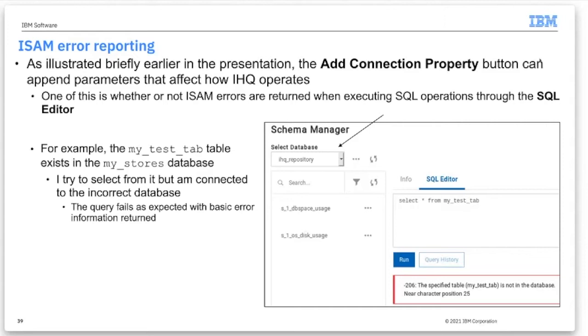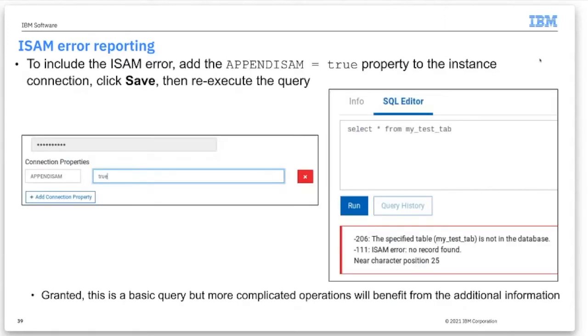So I created the My Test table in the My Stores database, but in this particular case, I'm connected to the IHQ repository database, and I'm trying to select from My Test tab. And so we get the SQLCA code that says, hey, the table's not in the database. If you add the append ISAM property to the connection, and you run an SQL statement, you will now get the ISAM error that corresponds with that error in addition to the SQLCA code.